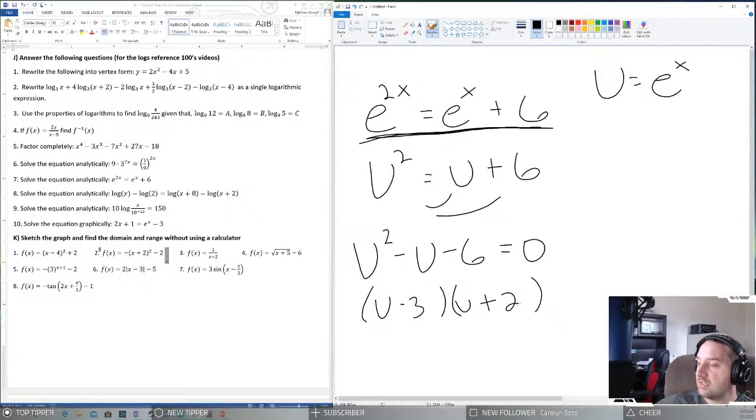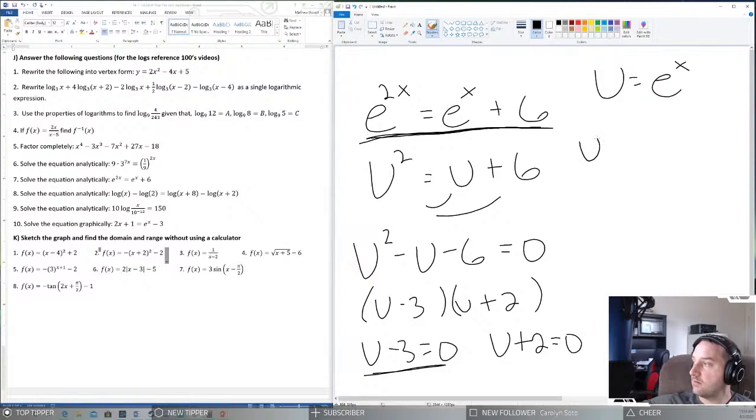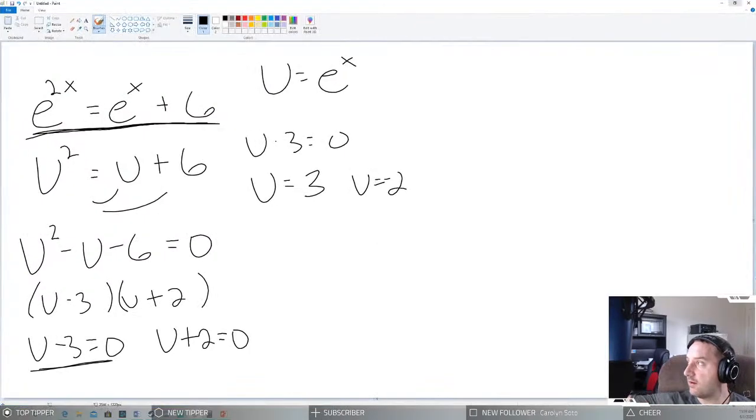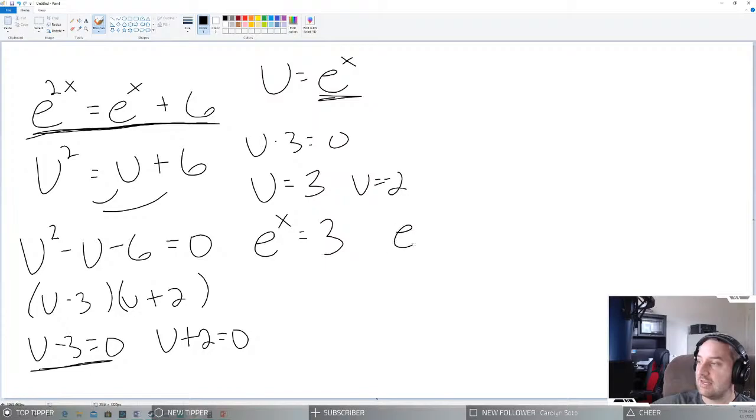Now I can set each of these equal to 0. So u minus 3 equals 0 and u plus 2 equals 0. And then for u minus 3 equals 0, I can add 3. And this one, it's equals negative 2. Now we weren't solving for u, we were solving for e to the x, right? So we have to resubstitute that in. So e to the x equals 3 and e to the x equals negative 2.